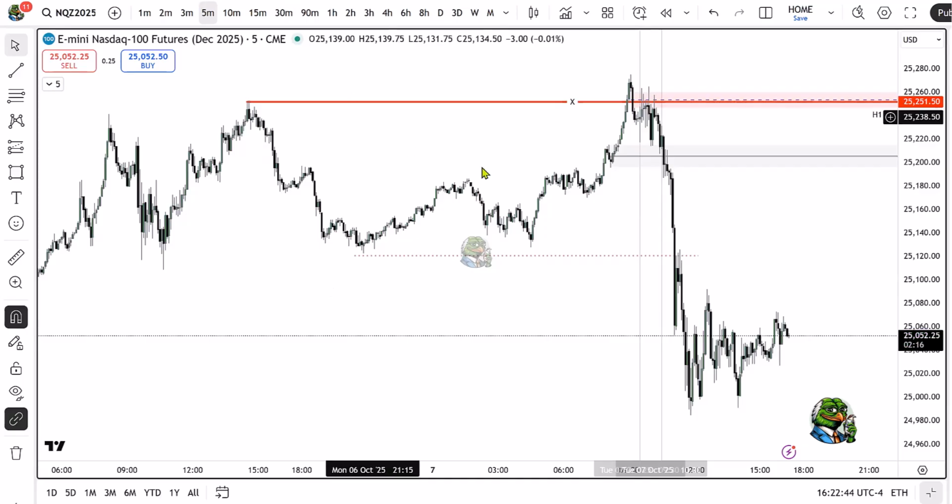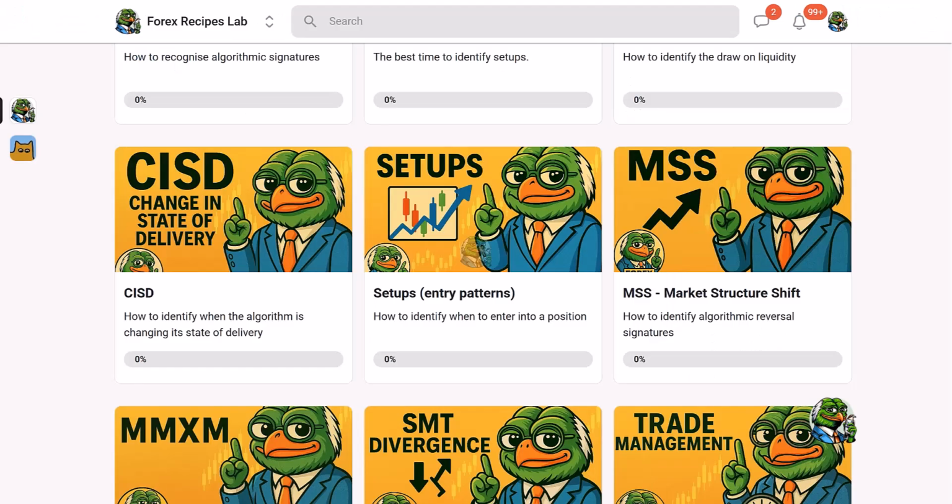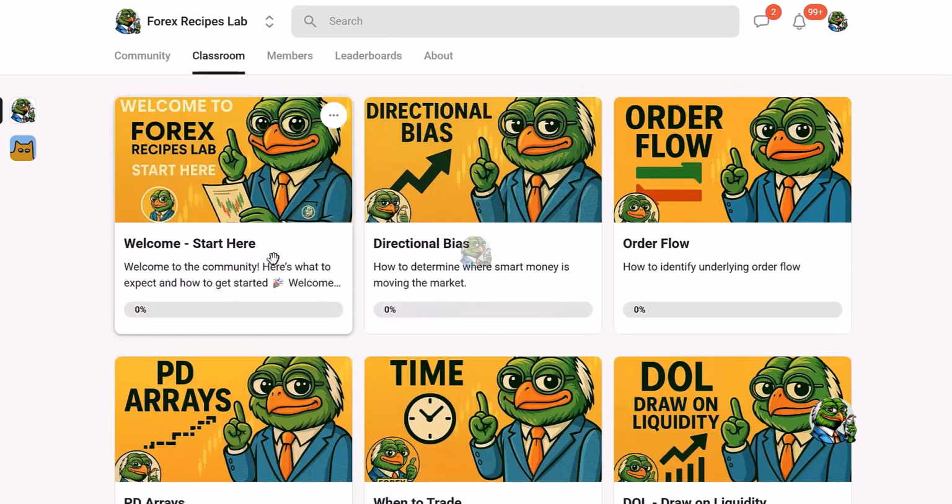And the setup is not just how the chart looks, it's also time and the behavior of price at certain key liquidity pools. And then understanding what you need to see on the charts to enter into a position in line with your directional bias and how you determine that directional bias. And all of those things are what I teach inside of Forex Recipes Lab.